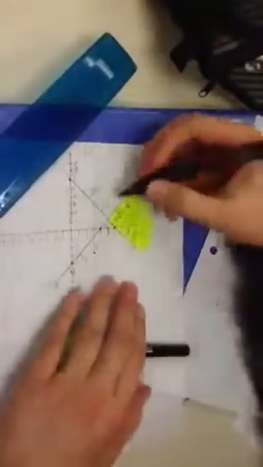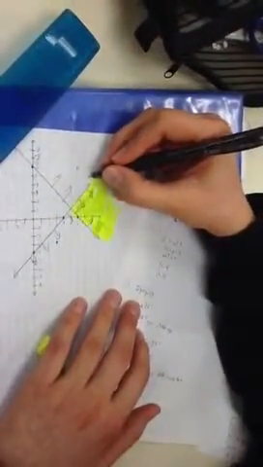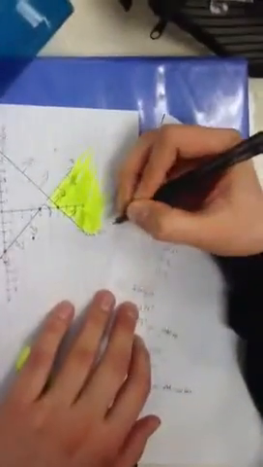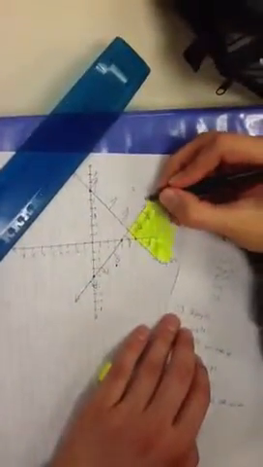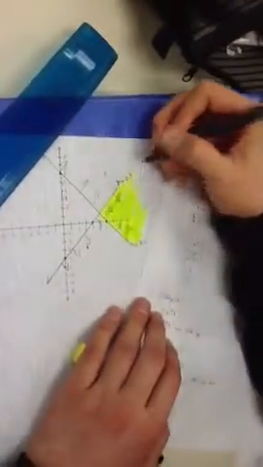And one more thing before I go. I forgot to label the lines. So we want to label our first line, x plus y is greater than or equal to 6. And then x minus y, up here, x minus y is greater than or equal to 4.